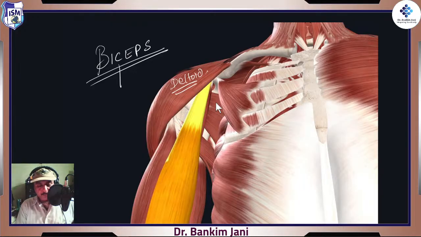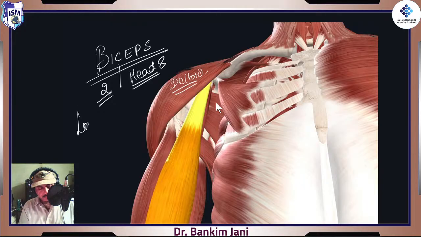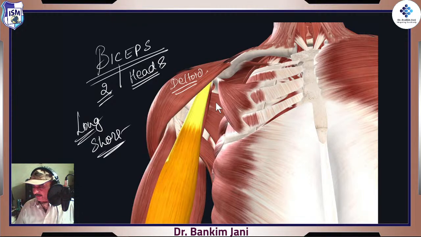The name is biceps. Ceps means head, right? So this is biceps. It means it has got two heads. When there are two heads, we need to define them, right? So one of the heads is long and another head is relatively short. That's why we say short head and long head. So here, this is the short head of biceps.